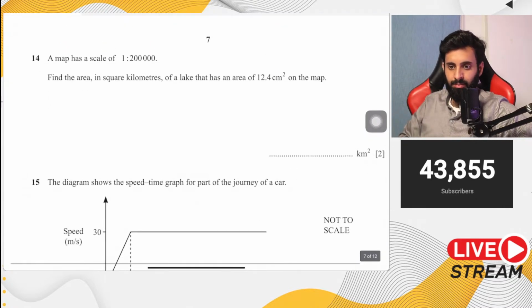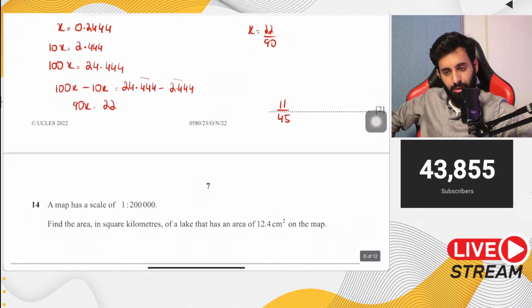So 22 divided by 90 is correct, which is going to be 11 upon 45.